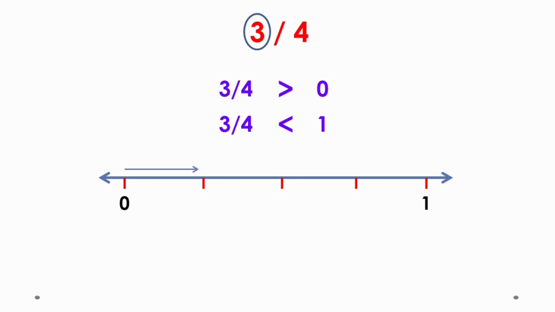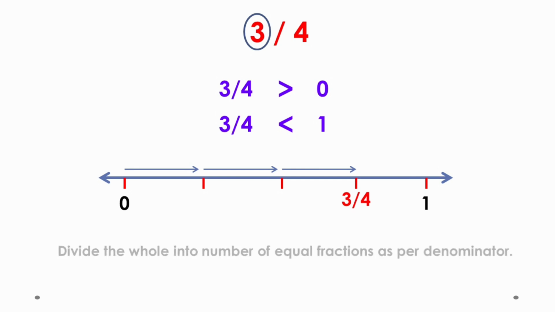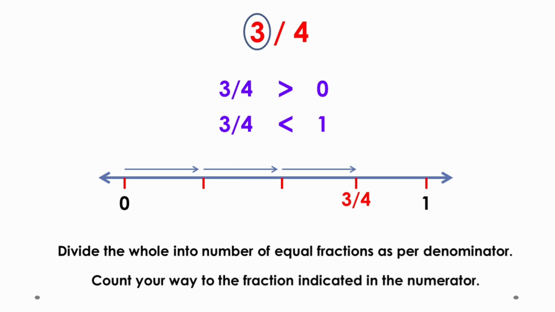1 by 4, 2 by 4 and 3 by 4. So we have successfully marked 3 by 4 on the number line. So what we have to do is divide the whole into equal fractions as per the denominator and then count our way to the fraction indicated in the numerator.